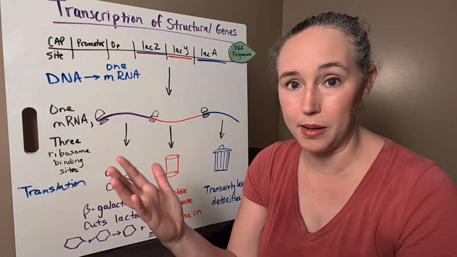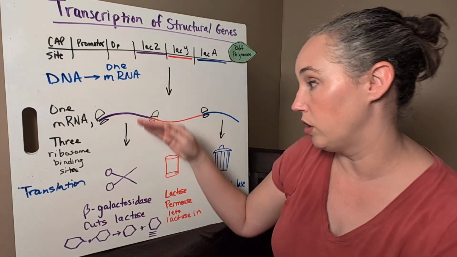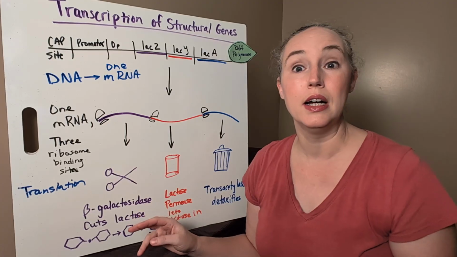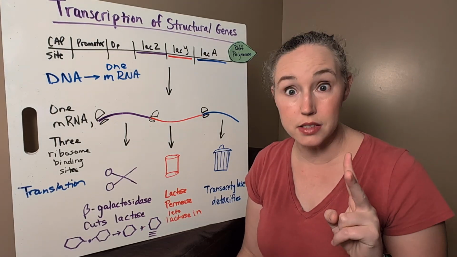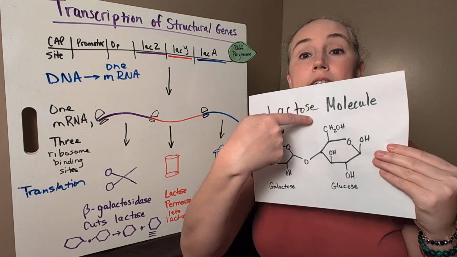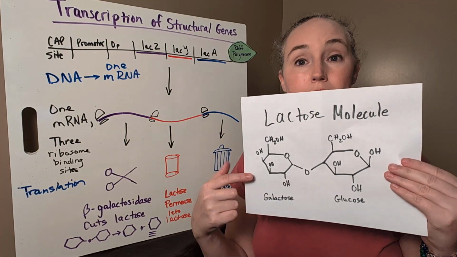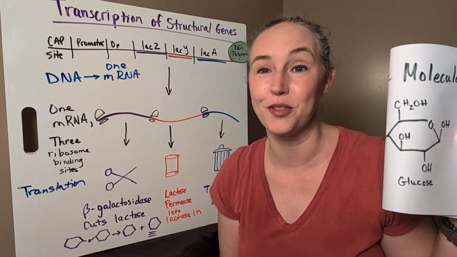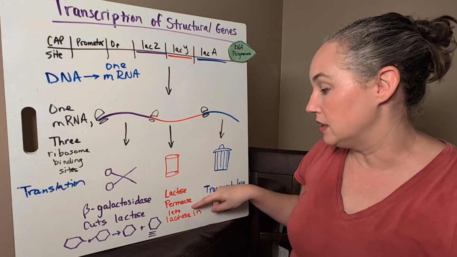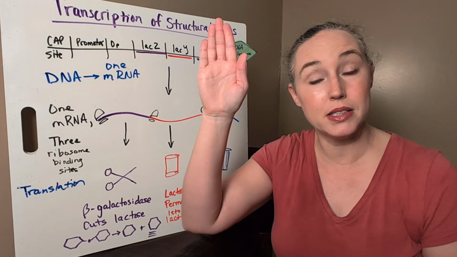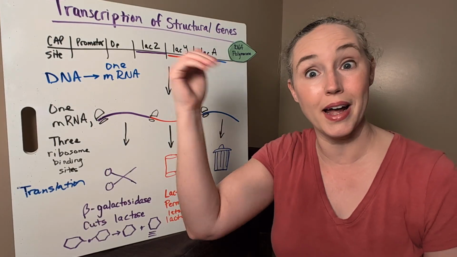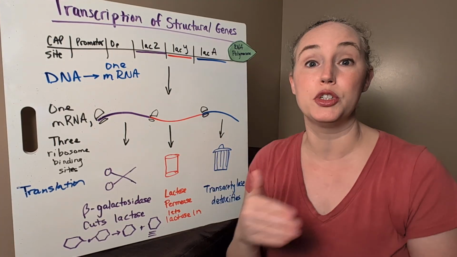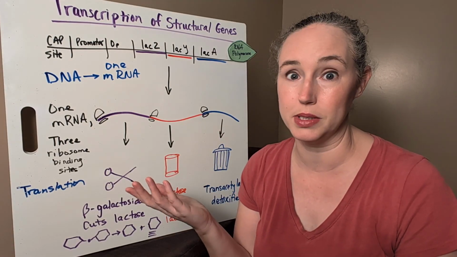You don't have to memorize the names of the proteins, but it is good to know that the first one, lacZ, codes for the production of the actual enzyme that cuts lactose into glucose and galactose, because the whole point is to free up glucose so that the cell can use it for energy. Then we have lactose permease that goes and embeds itself in the cell membrane so that more lactose can come in. And then the last one is called transacetylase, and its job is to detoxify the byproducts of lactose metabolism.